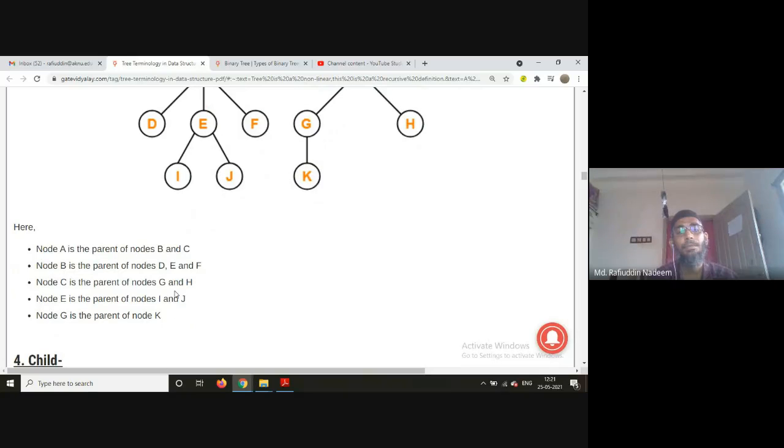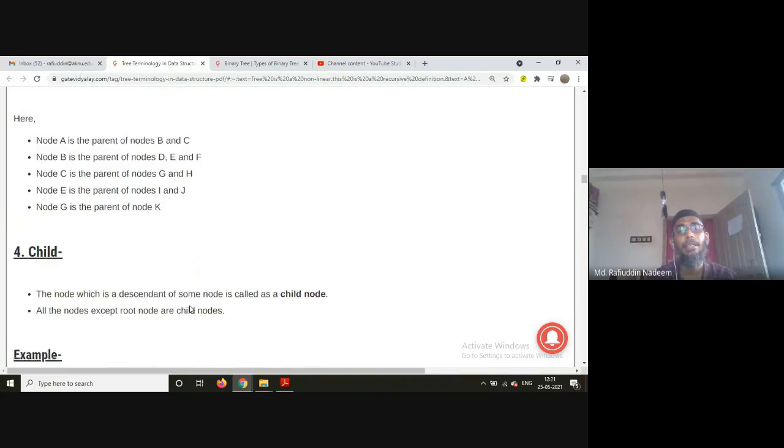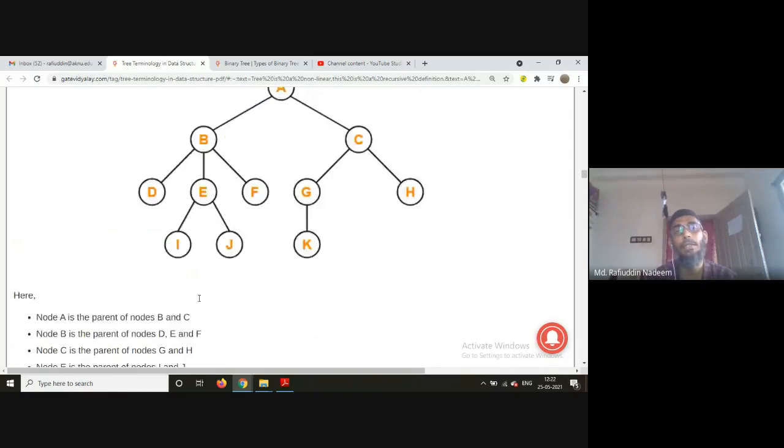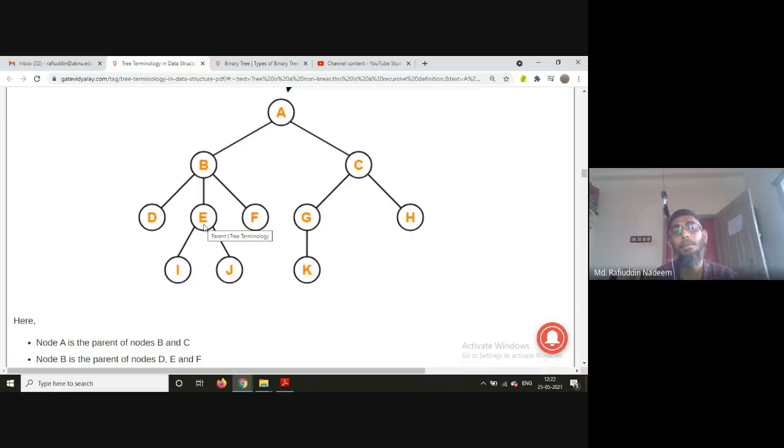As I just said, these are all things. So next we have the children. A node which is a descendant from some other node is called a child node, meaning the one which is a descendant here. For example, I and J are descendants of E, so I and J are called the child nodes of E. Likewise, D, E, F are descendants of B, so D, E, F are called the child nodes of B.